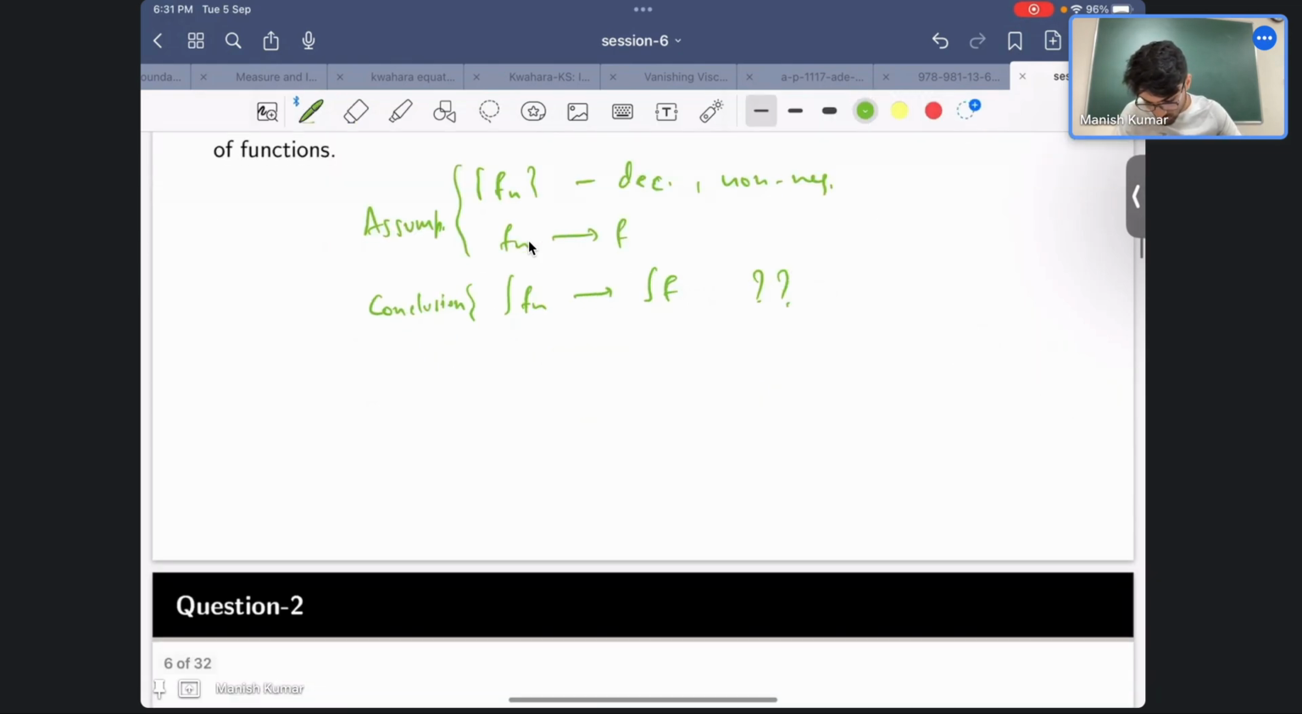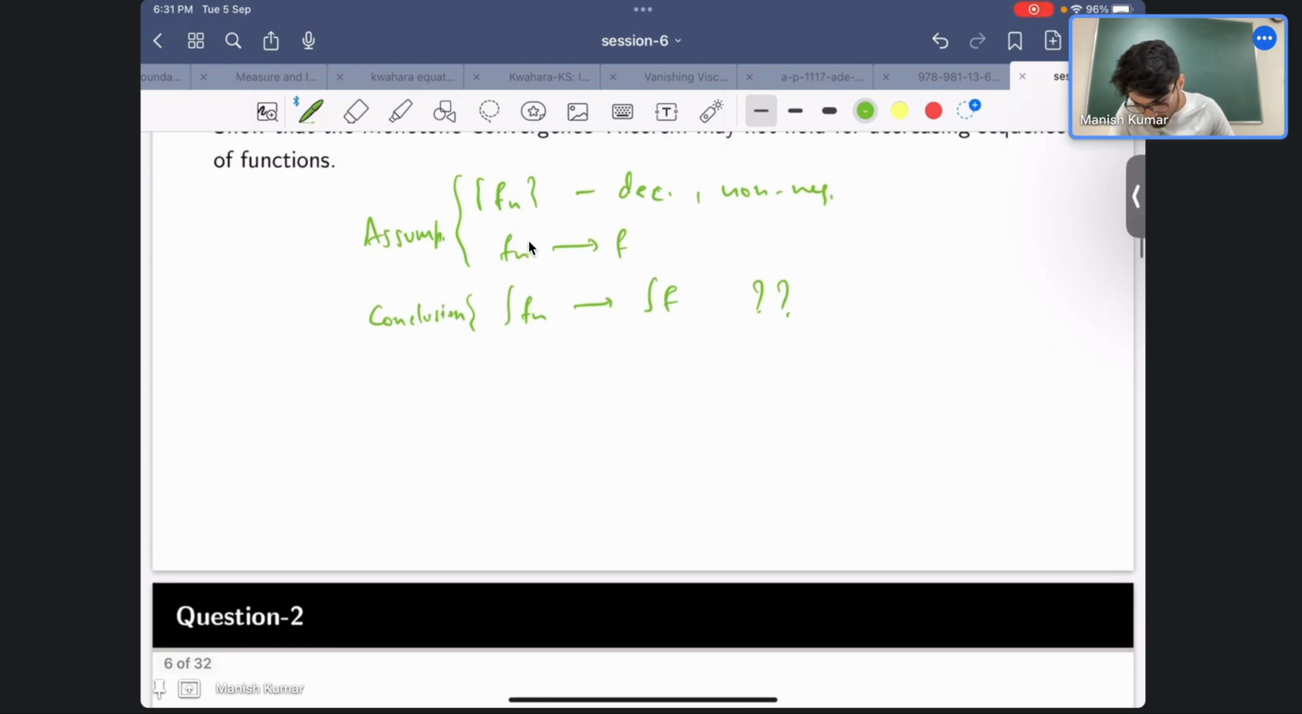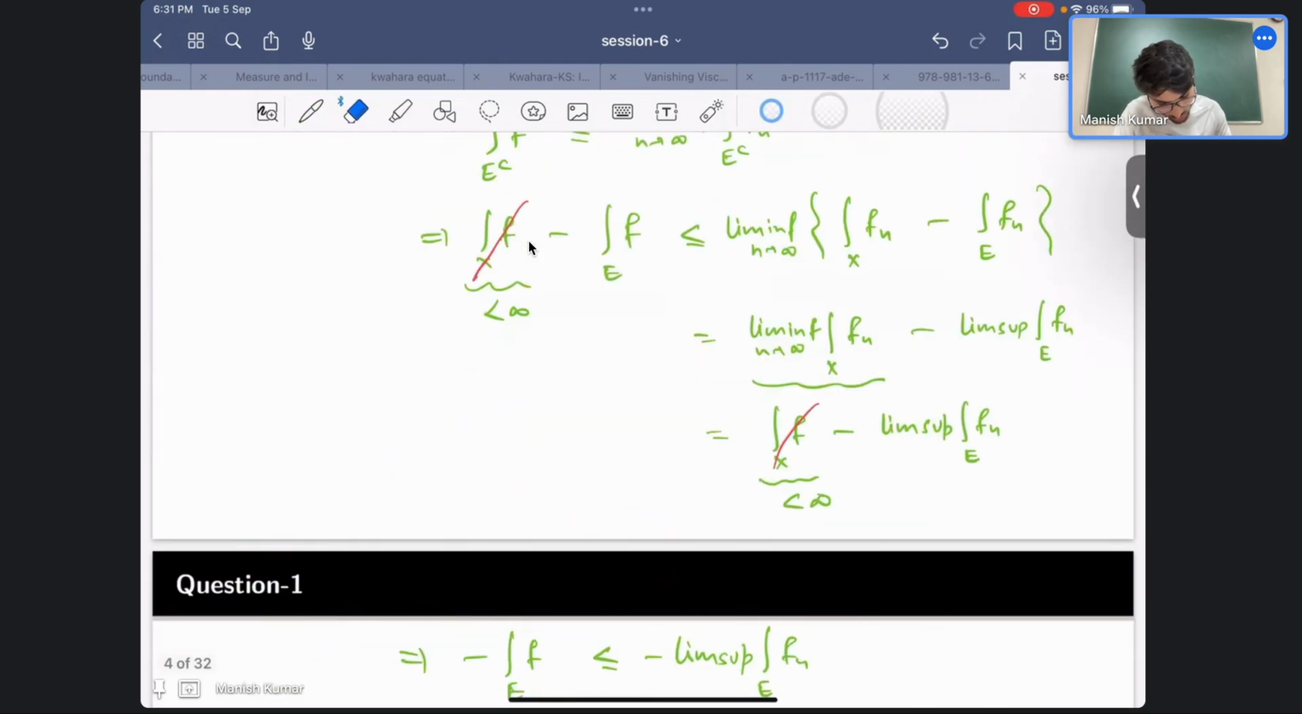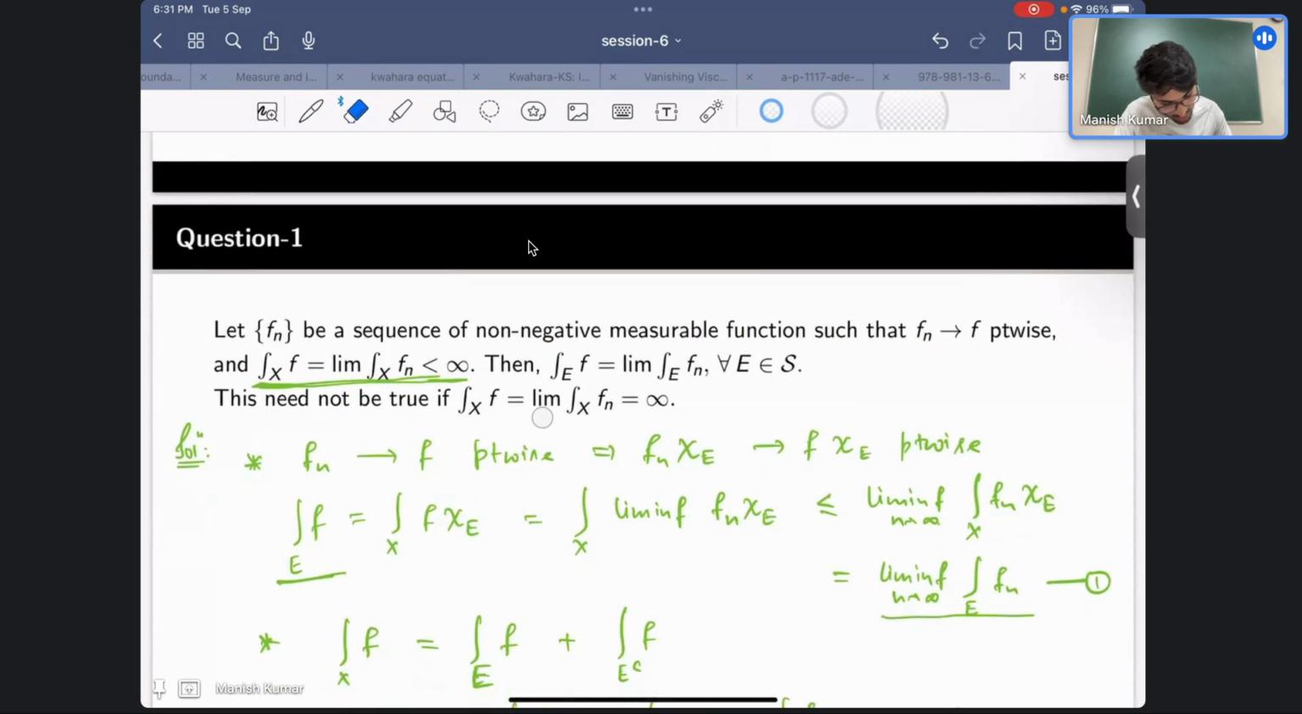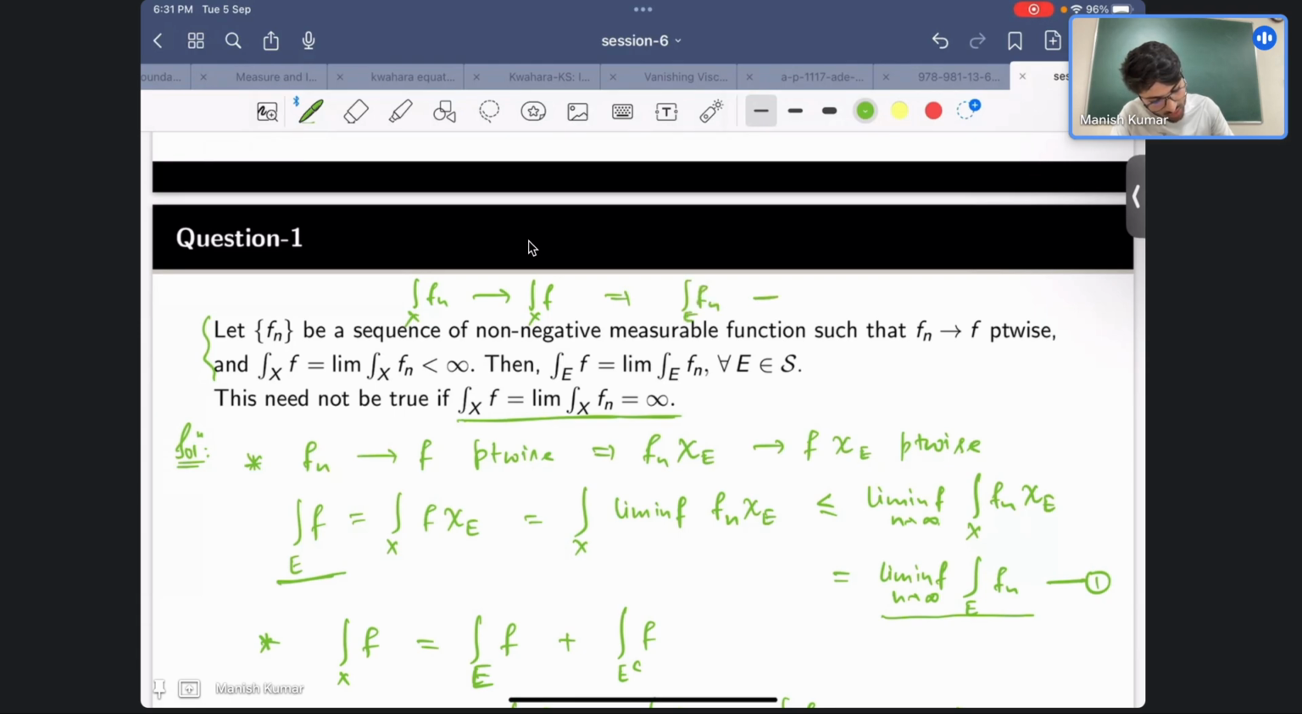Okay, so the counterexample is this one. Consider this function fn. I think I left something, there was one more part, I just remembered. So in this part, you showed that if fn converges to f over X, this implies the integral of fn over E will converge to the integral of f over E for all E belonging to the sigma algebra of measurable sets. That's all you can say.